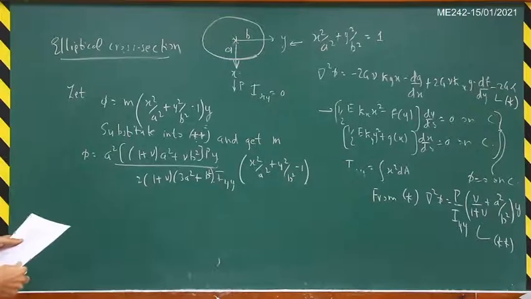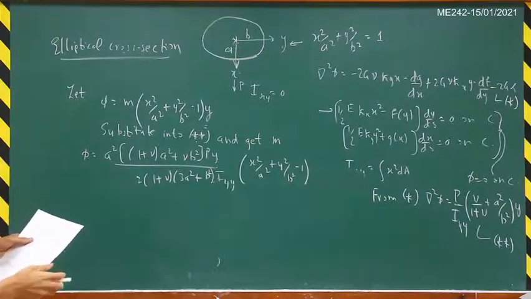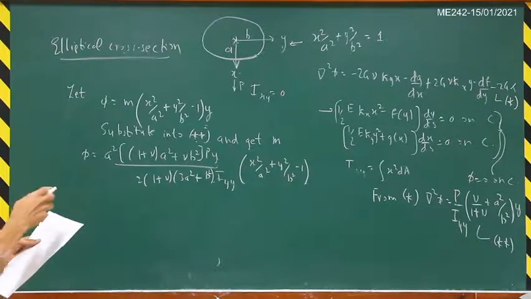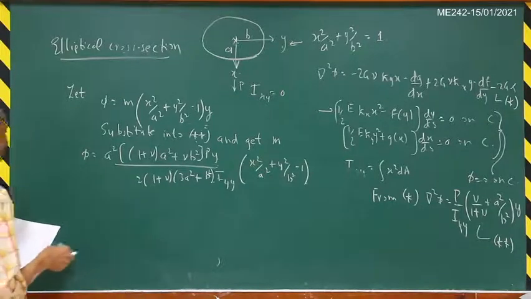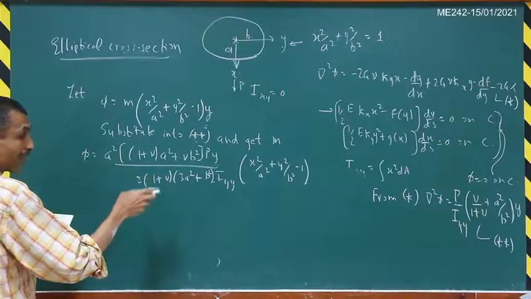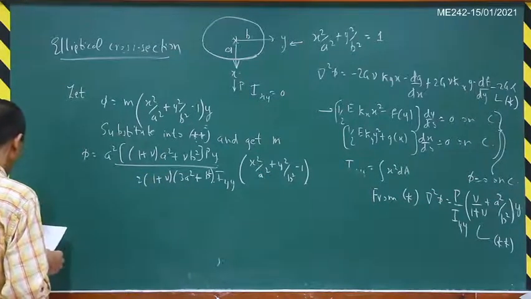And then from this you can get the expressions for tau xz and tau yz, those formulae whatever I have given in the last class. So you use that in terms of del phi by del x and del phi by del y, and you can find out what is the stress distribution.